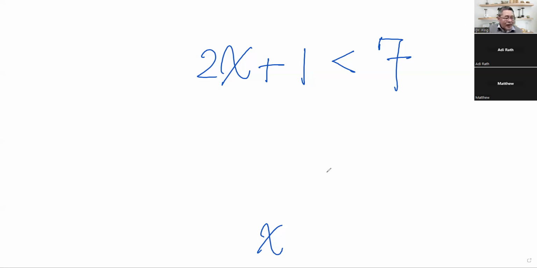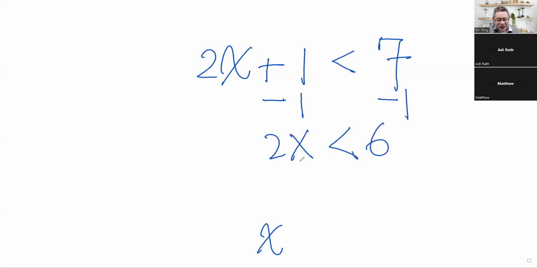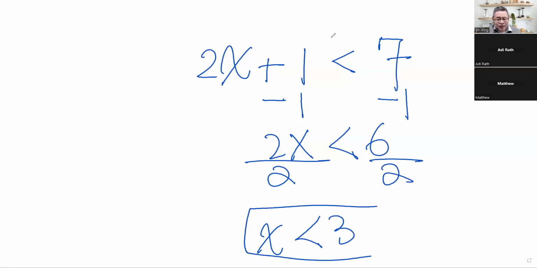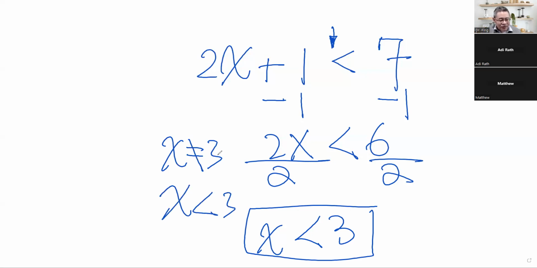Okay, all right. So in this case, this is an inequality. So minus 1 on both sides, then 2x is less than 6. Then we divide by 2, then x is less than 3. So that is our answer because we're using inequality. So it's not x equal to 3. It's x less than 3. Actually, x is not equal to 3 because we have the less than symbol there. Okay, are we good?